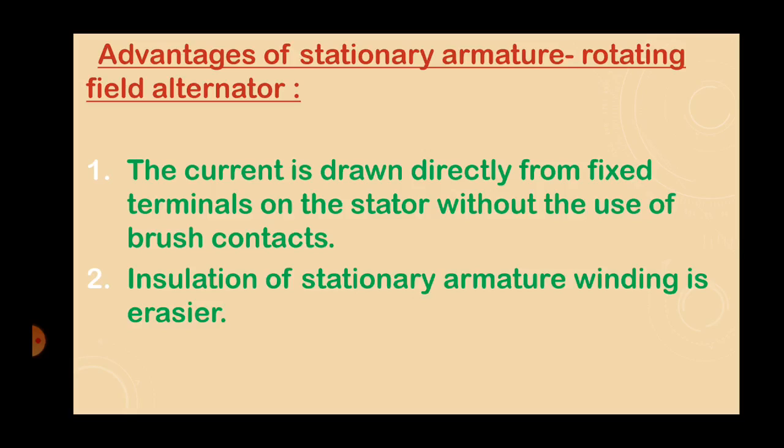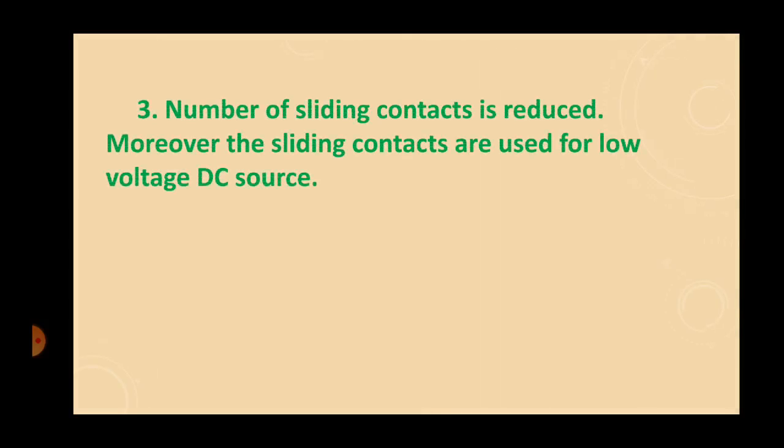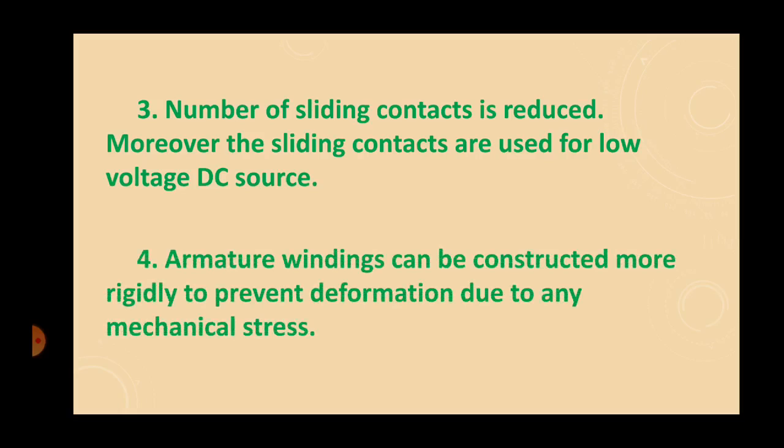So already you know about the laminated core. What is the use of the laminated core? It minimizes the eddy current. Are you clear? The third advantage is that the number of sliding contacts is reduced. Sliding contacts are nothing but slip rings. The number of slip rings is reduced. Moreover, these sliding or slip ring contacts are used for low voltage DC supply. The fourth advantage: the armature winding can be constructed more rigidly to prevent deformation due to any mechanical stress.